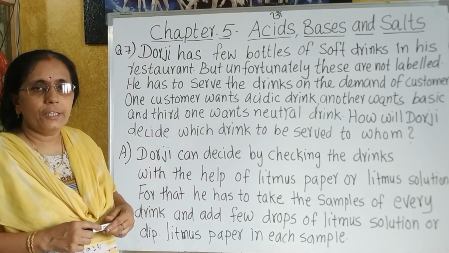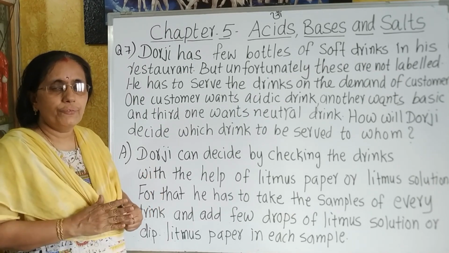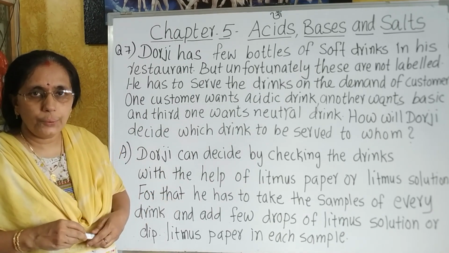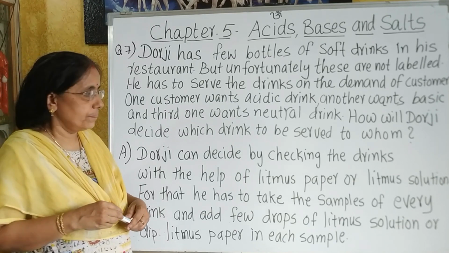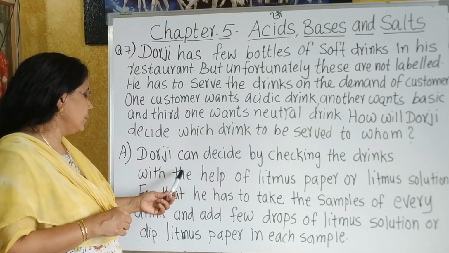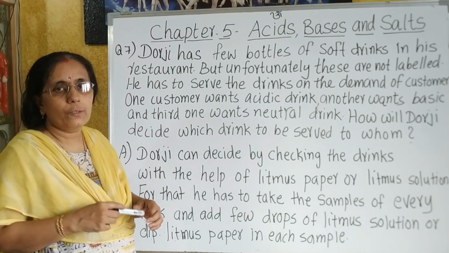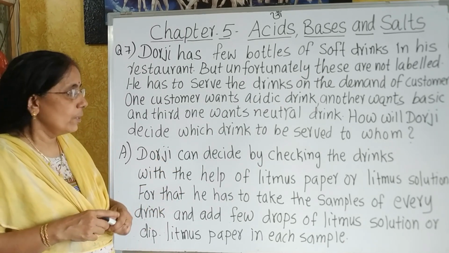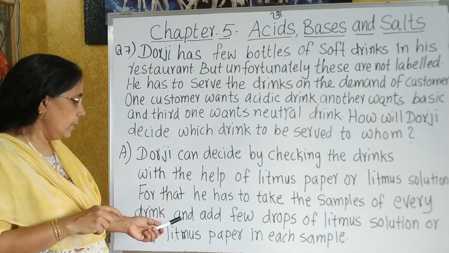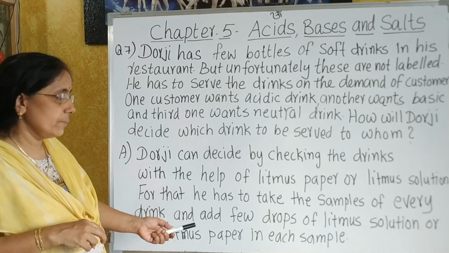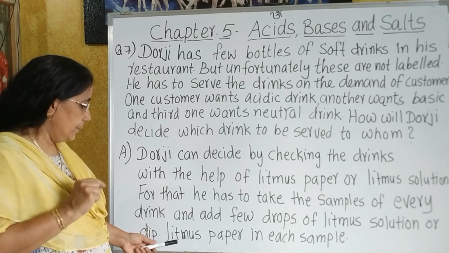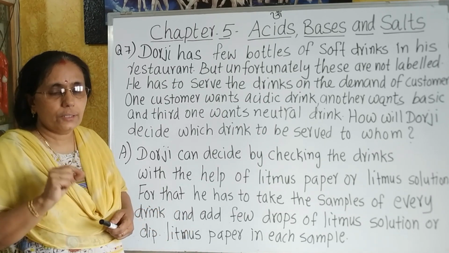For that, actually what he has to do? He has to identify which drink is acidic, which drink is basic, and which one is neutral. How can he do that? Dorji can decide by checking the drinks with the help of litmus paper or litmus solution. He has to take the samples of each drink in separate containers and add few drops of litmus solution or dip litmus paper in each sample.